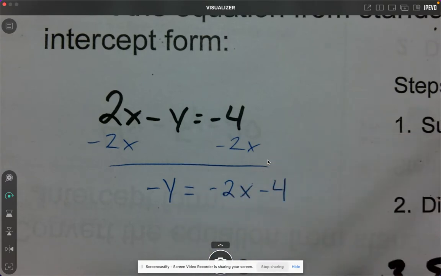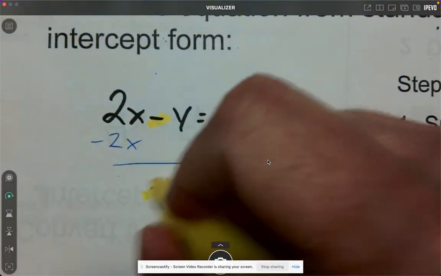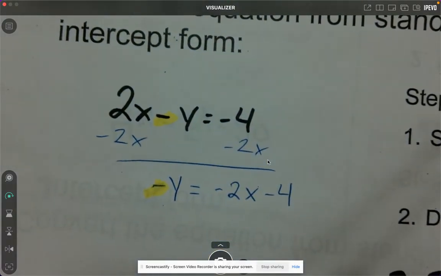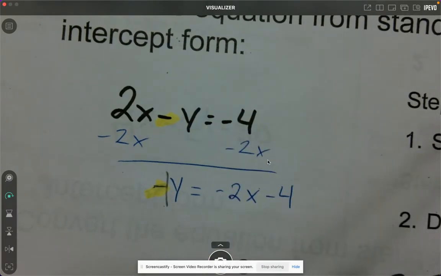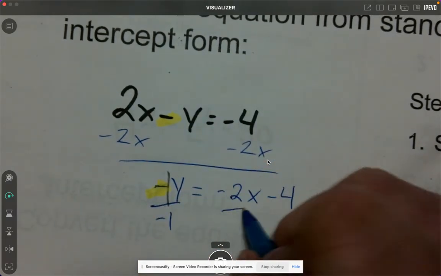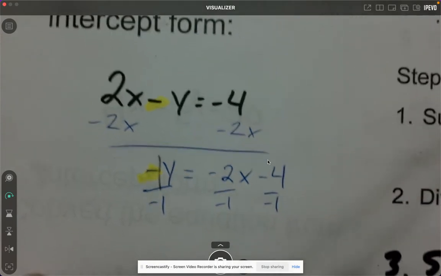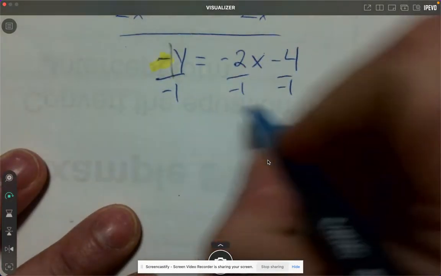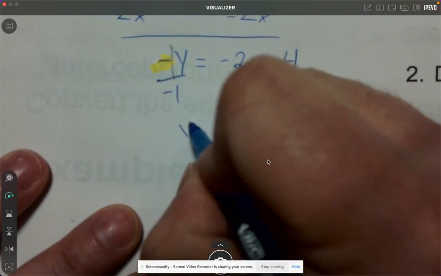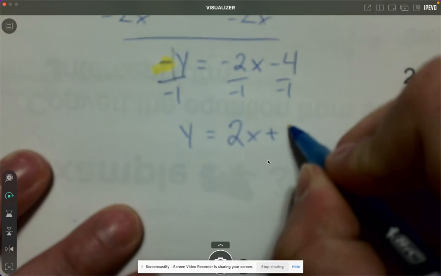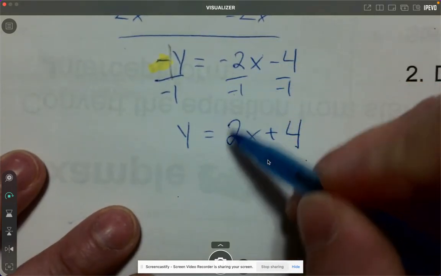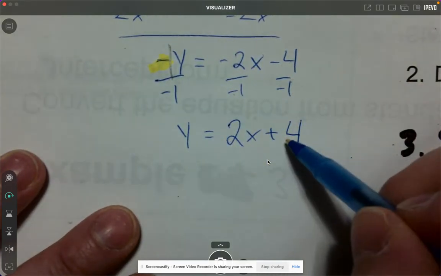And again, the part here that's different is that because you have the negative, you have to put an assumed 1. So now the last step is to divide everything by negative 1, which in this case changes the sign. So you're left with y equals 2x plus 4. Negative divided by negative is positive.